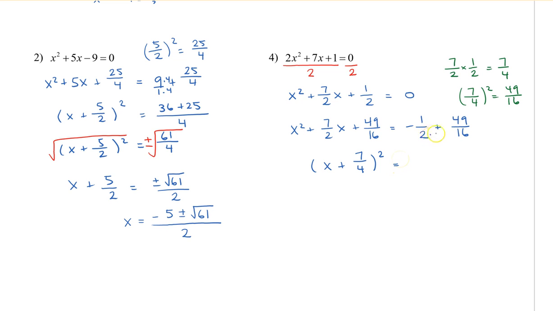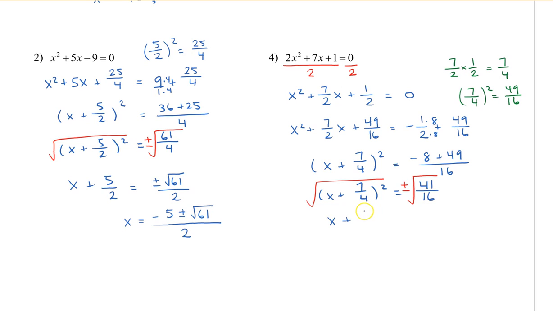And on the right, I'm going to get a common denominator, which is 16. So times top and bottom by 8, and get negative 8 plus 49 all over 16. So rewrite my left side here. And negative 8 plus 49 is 41 all over 16. Now we are ready to square root both sides because we just have a binomial squared on the left. Don't forget the plus or minus.